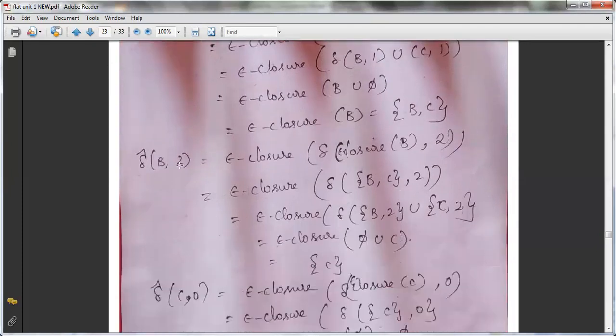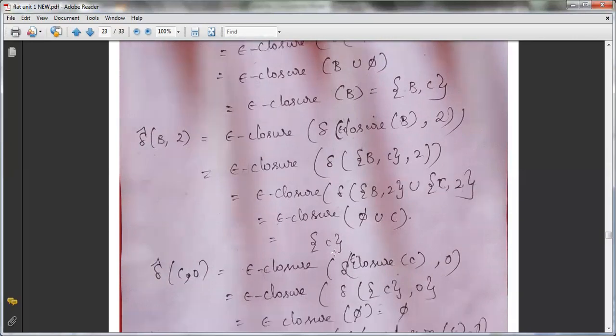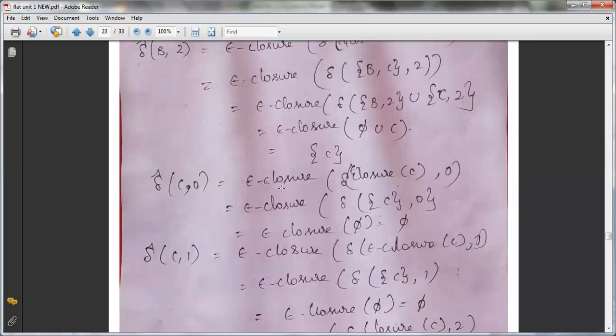And coming to B comma 2. So epsilon closure of B comma 2. Epsilon closure of B is B comma C, comma 2. So that is B comma 2 union C comma 2. B on 2 is pi again and union C comma 2 is nothing but C. So that is C. So epsilon closure of C comma 0. Epsilon closure of C is nothing but C comma 0.